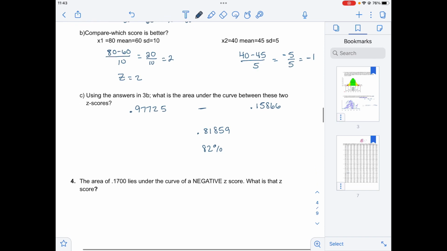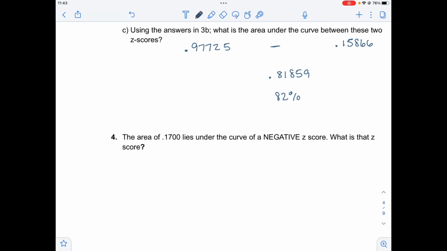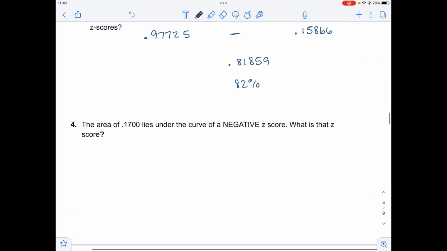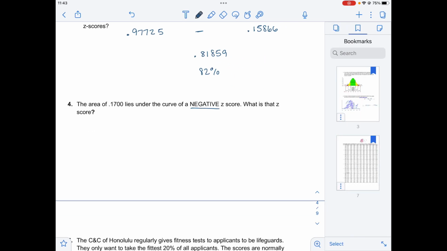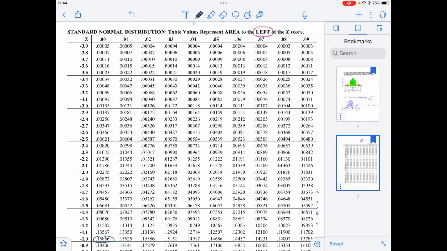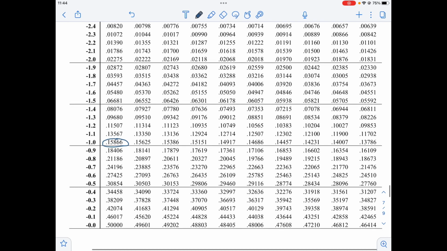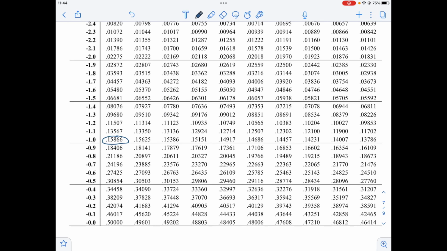So let's look at this one. We're going to use a calculator and Desmos to show this one. So we have an area of 0.1700, and it says it lies under the curve of a negative z-score, and it wants us to find the z-score. So we go to the table, and we know that it falls under the negative z-scores, so we're looking in here at all these numbers to try to find something that says 0.17. Now be careful you don't pick 0.017, because there is one on here and that would throw you off.